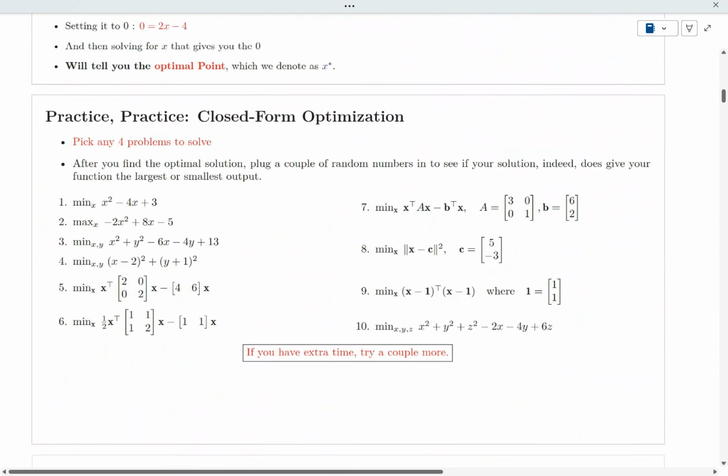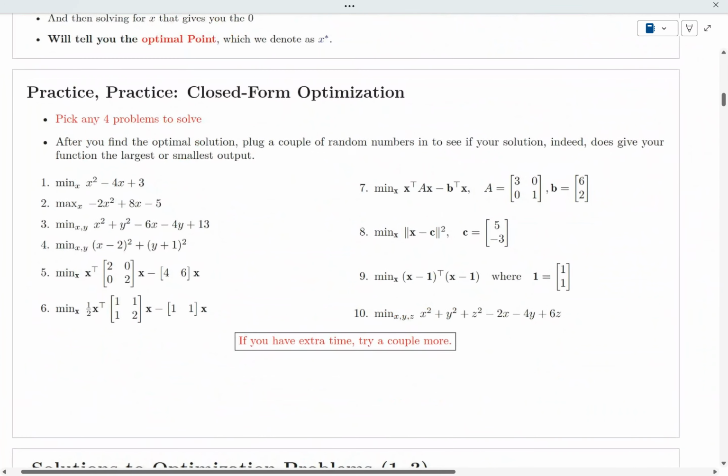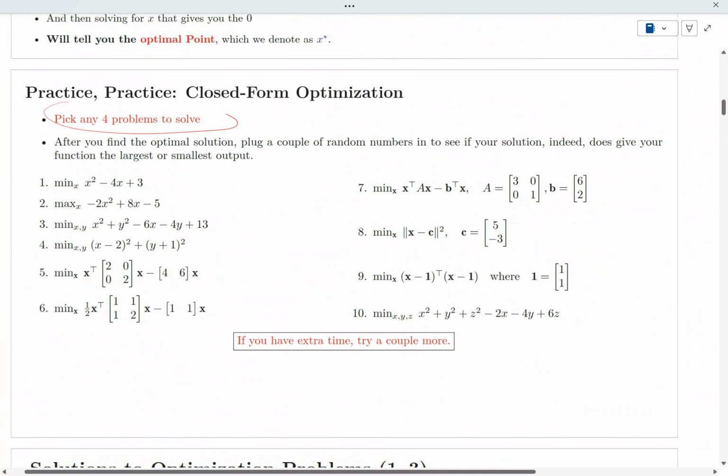So let's practice. If you're in class, you can pick any four problems to solve. But obviously, if you're watching the video, you have more time. Take your time and see if you can take the derivative and solve for the x that either maximizes or minimizes the function. Some of them are minimization, some of them maximization, and once you figure out the x, let's say x is equal to 2, for example, or 3, for example.